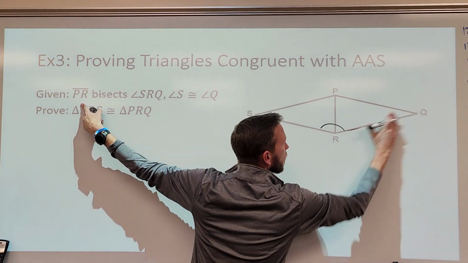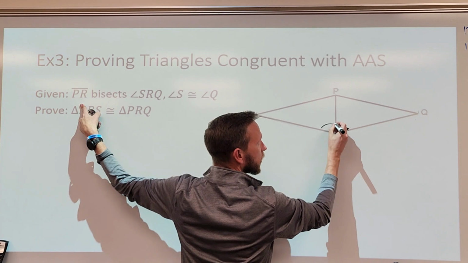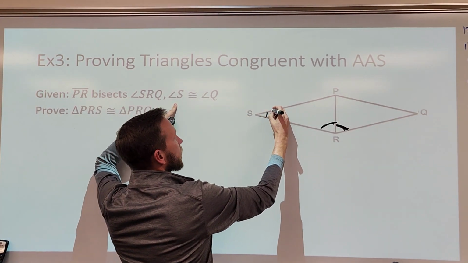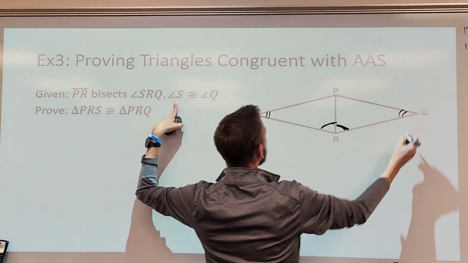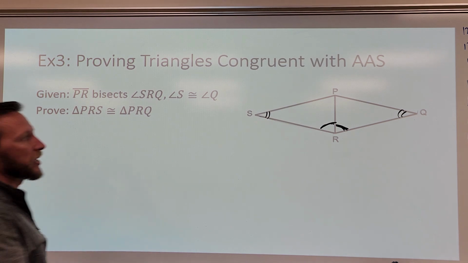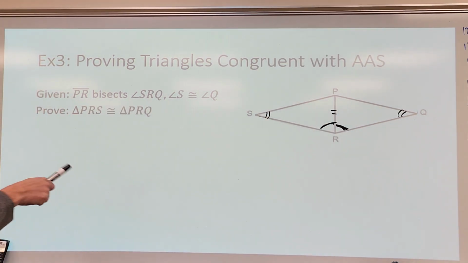So if PR, this segment right here, cuts that angle in half, it means that this one is congruent to that one. Those are congruent angles. You're also told that angle S is congruent to angle Q. And we know that we have PR congruent to itself by the reflexive property. That's a freebie. All right, so you're given, and then freebie.